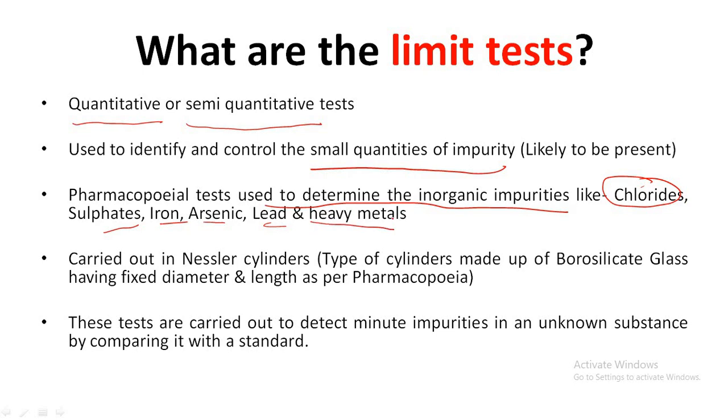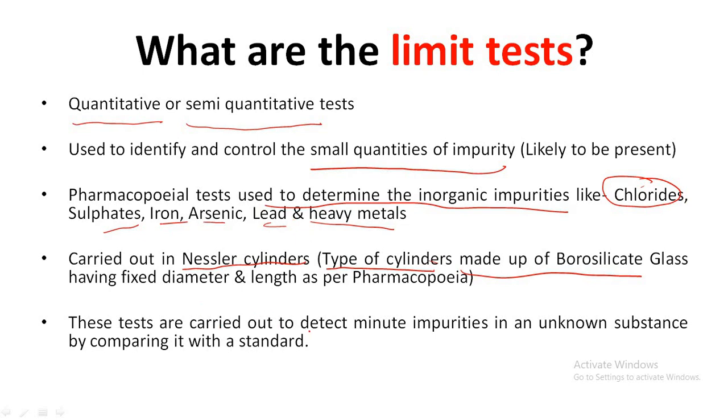These tests are performed in a special type of glassware, and these glasswares are known as Nessler cylinders. These cylinders are named after a German scientist who devised the Nessler reagent for the detection of ammonia in water. Nessler cylinders are made up of borosilicate glass. Indian Pharmacopoeia also has the specifications for the Nessler cylinders. You can read about Nessler cylinders in detail in the Pharmacopoeia.